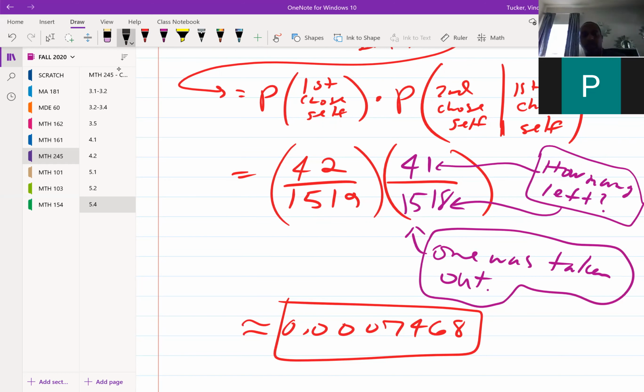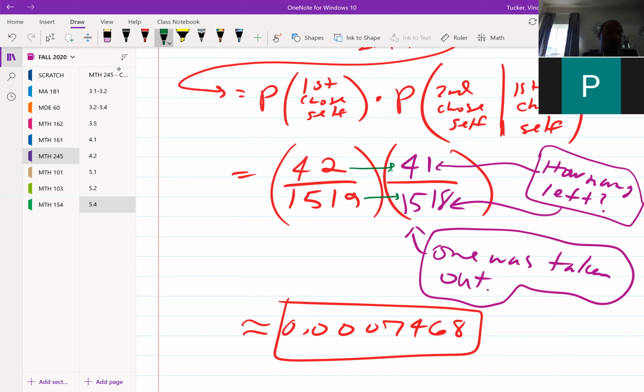All right, last one. Any questions before we finish it off? How did you get those 0.007468? Calculator. So you just take the 42 over 1519, multiply it times the 41 over 1518. Now if you wanted to convert both of them to a decimal first, you could. Or if you want to multiply across first, you could. Either way, I would be using a calculator.